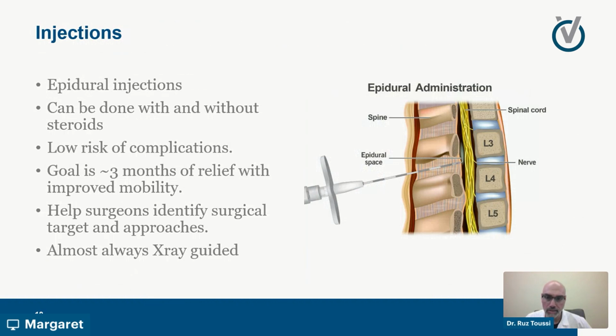We are restricted in how much steroid we can give you, so 3 to 4 doses a year can be given, generally safely without any long-term consequences. The other goal of epidurals is, even if you get temporary relief, that helps the surgeon identify which levels to really target and what approach to take. These are almost always X-ray guided.